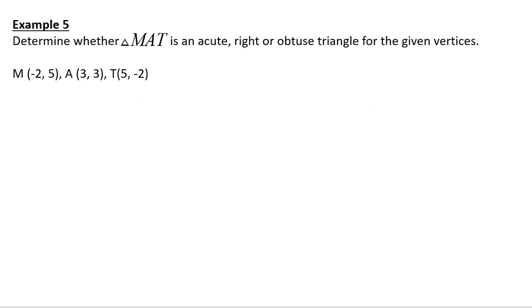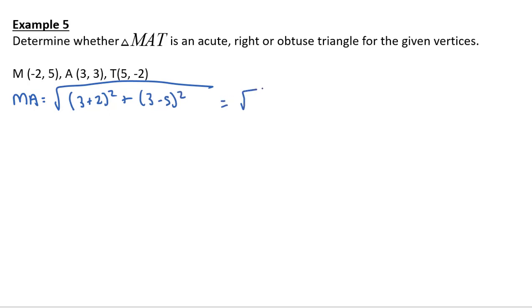Okay, determine whether MAT is acute, right, or obtuse for the given vertices. So I need to find the lengths of each one of those sides. So MA, the length of MA, I use my distance formula. And I get 3 minus a negative 2 squared plus 3 minus 5 squared. That ends up being the square root of 29. I'm not going to go through the distance formula.